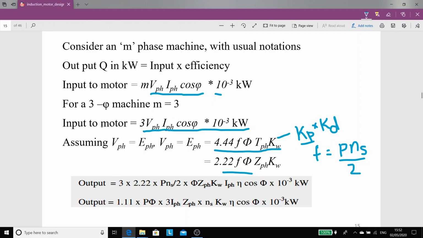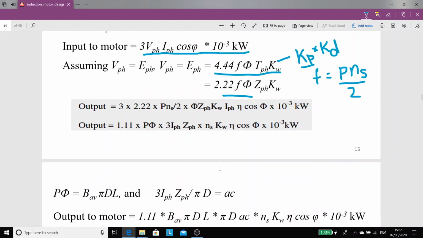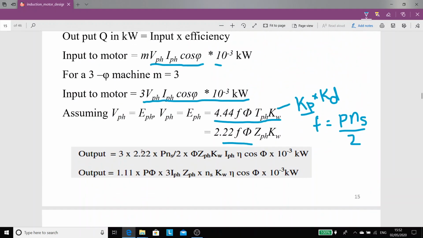So here now in this equation of input to motor, if I put those values, then we will get this equation. So 3, that is, 3 stands for the number of phases. Then VPH gets replaced by EPH, and EPH gets replaced by this one, that is 2.22 F into flux into ZPH into KW into F. Instead of F I will put P into NS by 2.